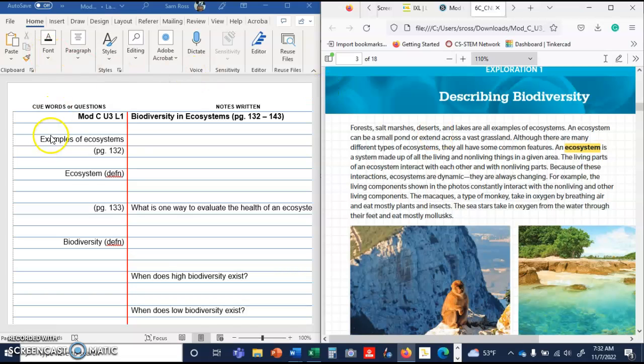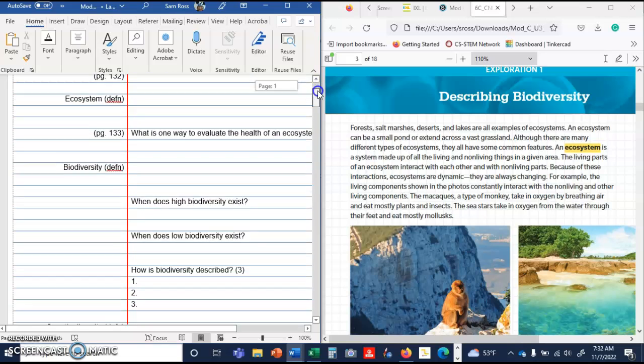So, first thing, examples of ecosystems are forests, salt marshes, deserts, and lakes. So get those down: forests, salt marshes, deserts, and lakes. And then the definition of ecosystem: an ecosystem is a system made up of all the living and non-living things in a given area. Okay. Need to pause, you can.